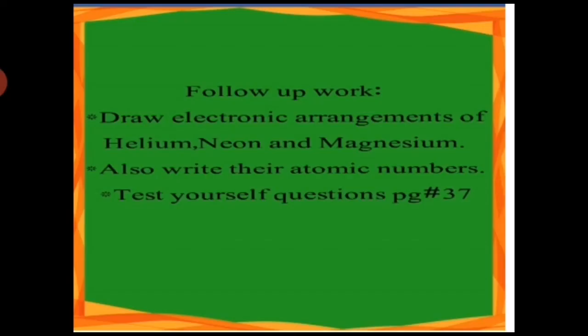Now it's time for follow up work. Number 1, draw the electronic arrangement of helium, neon and magnesium. Number 2, also write their atomic numbers. Third one is test yourself questions, page number 37. Students, you can take help from your textbook.